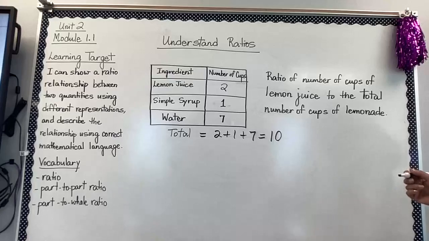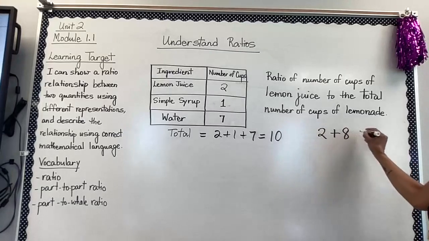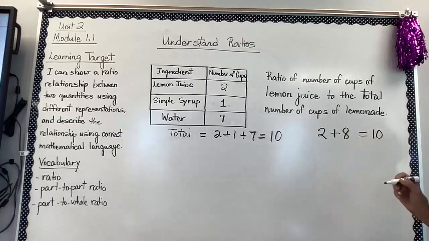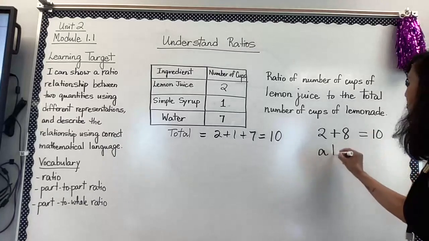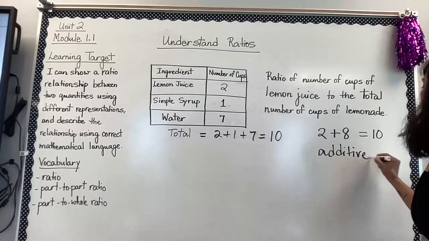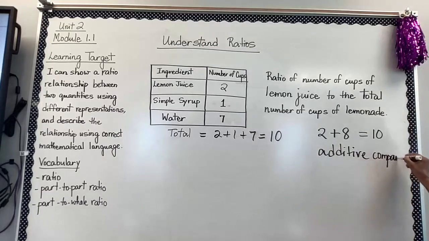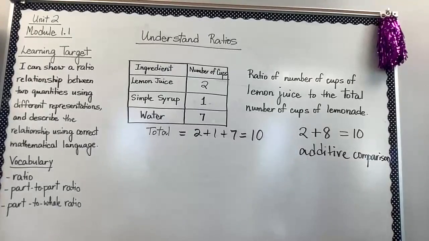And so if I look at a bar diagram, I know that if I have a total of 10, there are 8 more cups of lemonade than there are cups of lemon juice. And this is an additive comparison because 2 plus 8 gives me a total of 10, right? So this is an additive comparison. And now what I'm going to do is show the comparison by using a bar diagram.